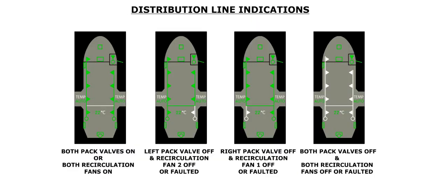The distribution lines are displayed in green when both pack valves or both recirculation fans are on. The bottom, right-hand side of the lines is white if the left pack valve and the recirculation fan too are off or have a fault. If the right pack valve and recirculation fan 1 are off or have faulted, the bottom, left-hand side of the lines is displayed in white. The lines are white if both pack valves and recirculation fans are off, or there is a fault on both sides of the system.